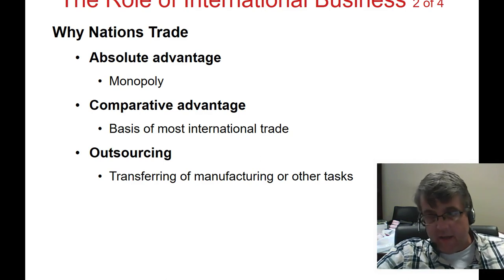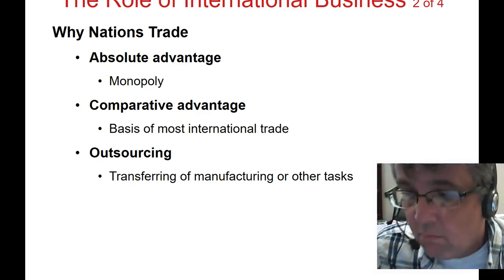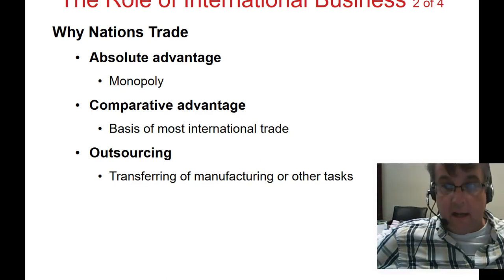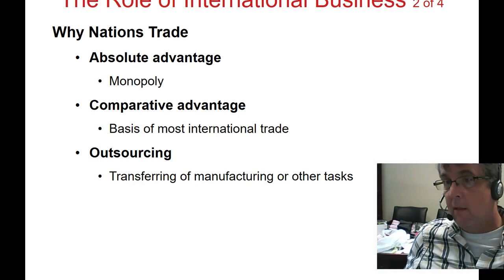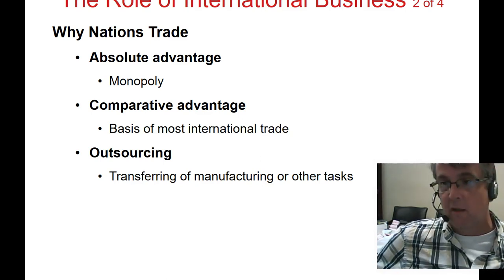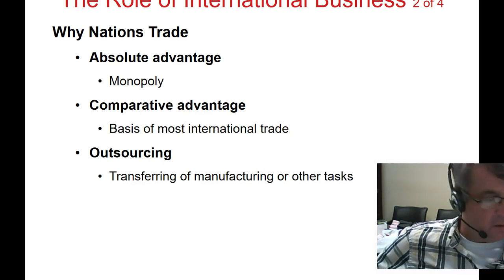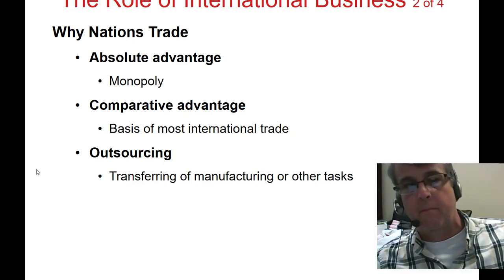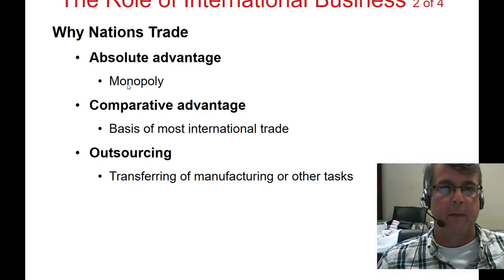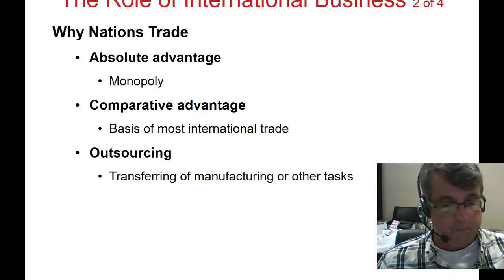I can't think of any, but diamonds, South Africa has a lot of diamonds. They're not the only ones who produce diamonds, but they produce most diamonds in the world. They have the best diamond mines. So we might say they have an absolute advantage in producing diamonds. And it could result in a monopoly, but I can't think of one that has. The next thing we have, and this is the basis of most international trade, is something called comparative advantage.